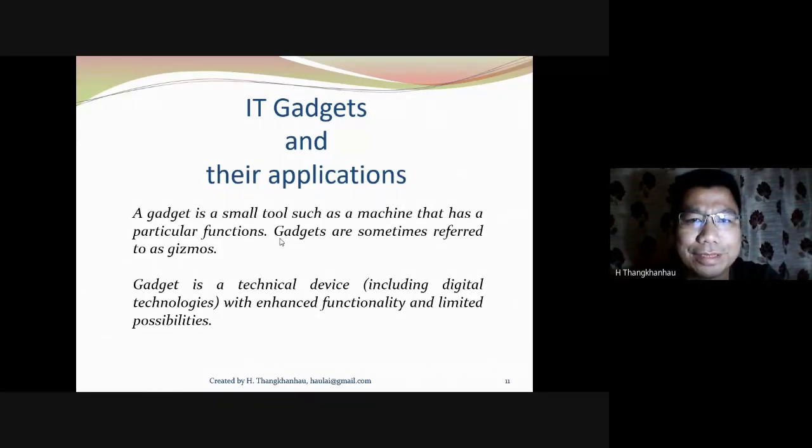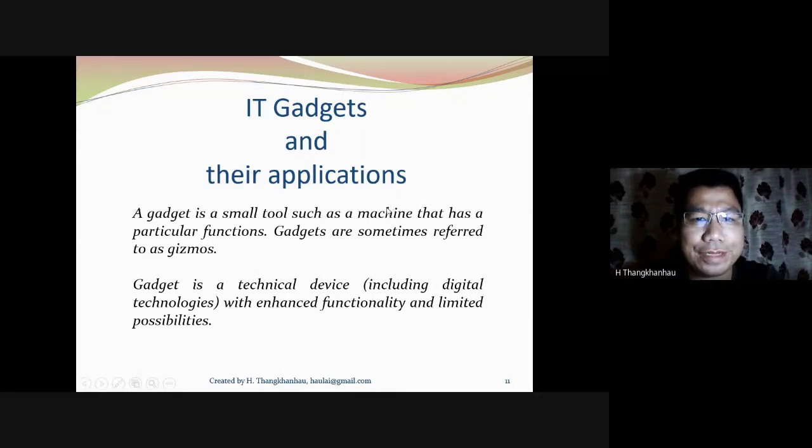The newly added syllabus, which is IT gadgets and their applications. I don't know what to study in this portion, but last night I googled some of the IT gadgets or the tools which are popularly used and will be used in the future. So I included those gadgets with a picture. We'll study that together.